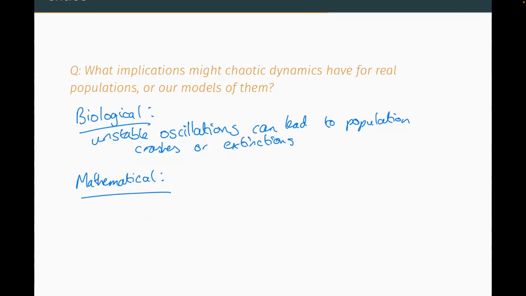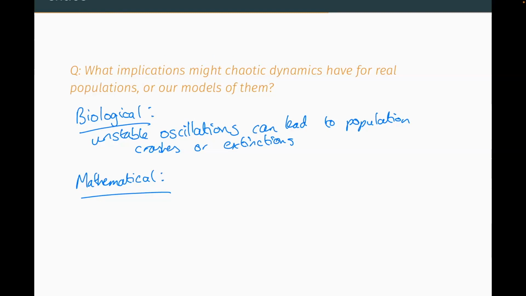How about from a mathematical perspective, when we're trying to model populations, why could this be an issue? Any ideas? Okay, let's take a step back and think, what do we want to use our models for? Just as a general thing, we do make a mathematical model. Why do we want to do that? To make predictions. Okay, yeah, so making predictions is one obvious reason as to why we often use them.